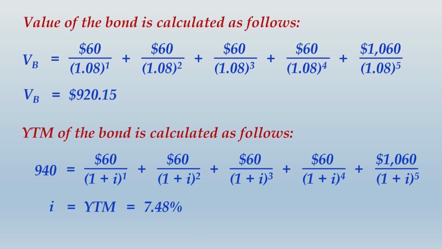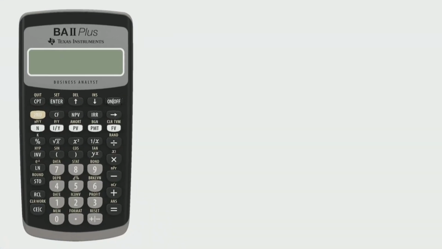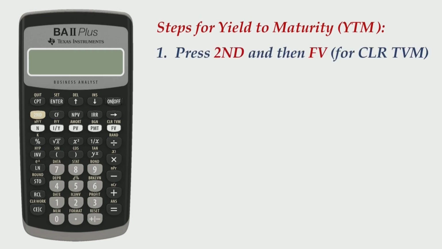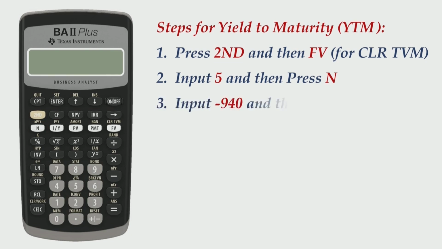Alright friends, once you have completed writing this entire thing, let us move ahead and observe the calculations on your financial calculator. Steps for YTM. So after turning on your calculator, without fail, what you need to do, press second and then FV for clear TVM. Then input 5 and then press N. Then input -940 and then press PV.